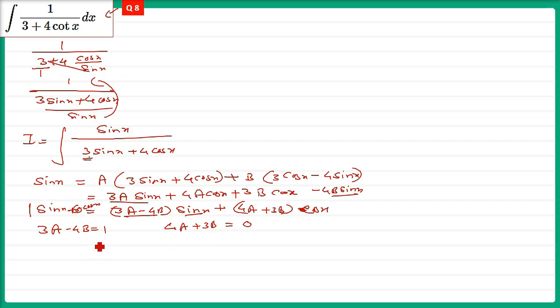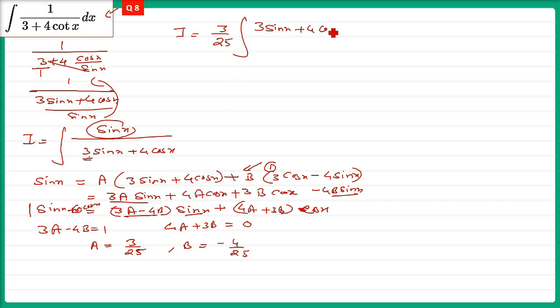So let me write the a and b values here. A will be equal to 3 by 25 and b is going to come as negative 4 by 25. Now just use equation number 1, write this equation number 1 and then take the denominator as 3 sin x plus 4 cos x. Don't take 3 plus 4 cot x, because we have already converted it into a more known form which can be differentiated easily. So a is 3 by 25, I have taken it outside the integral. 3 sin x plus 4 cos x remains inside, and the denominator is 3 sin x plus 4 cos x because we have converted it.